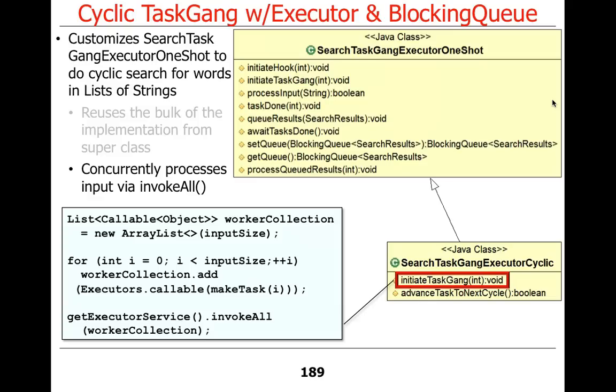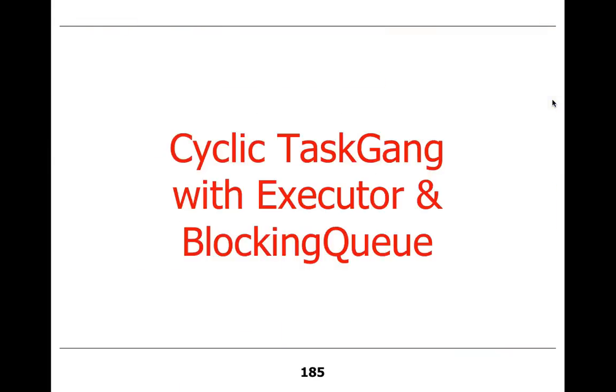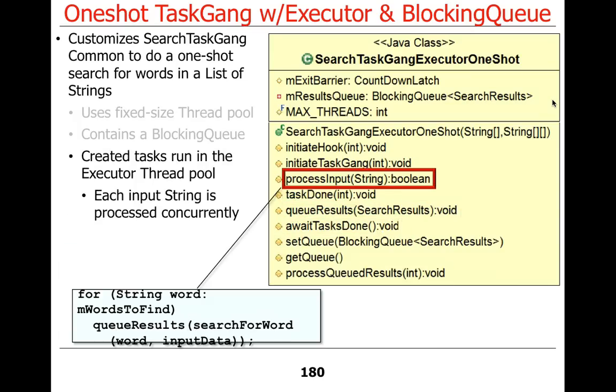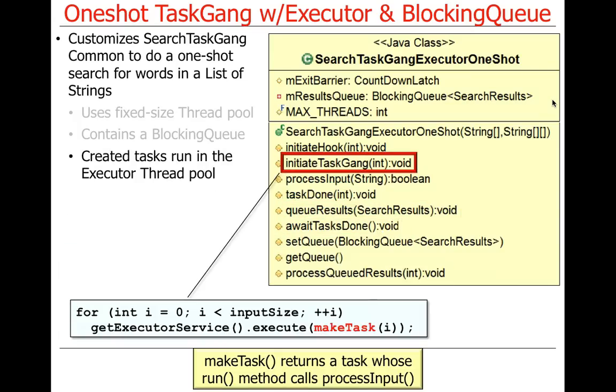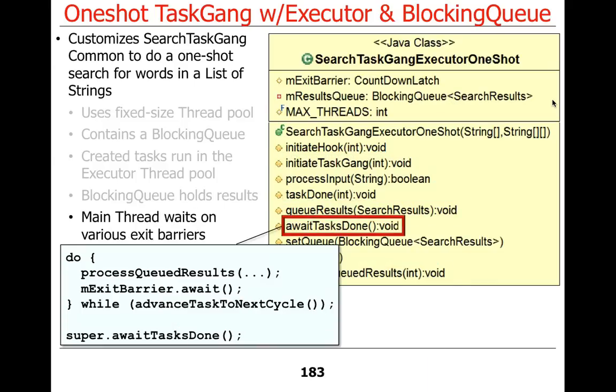This is the cool part. Initiate TaskGang. Remember what Initiate TaskGang did before? Let's go back and look at what it did. What Initiate TaskGang did before was, for every input element, we called make task, and we executed it. So that would go in a loop.